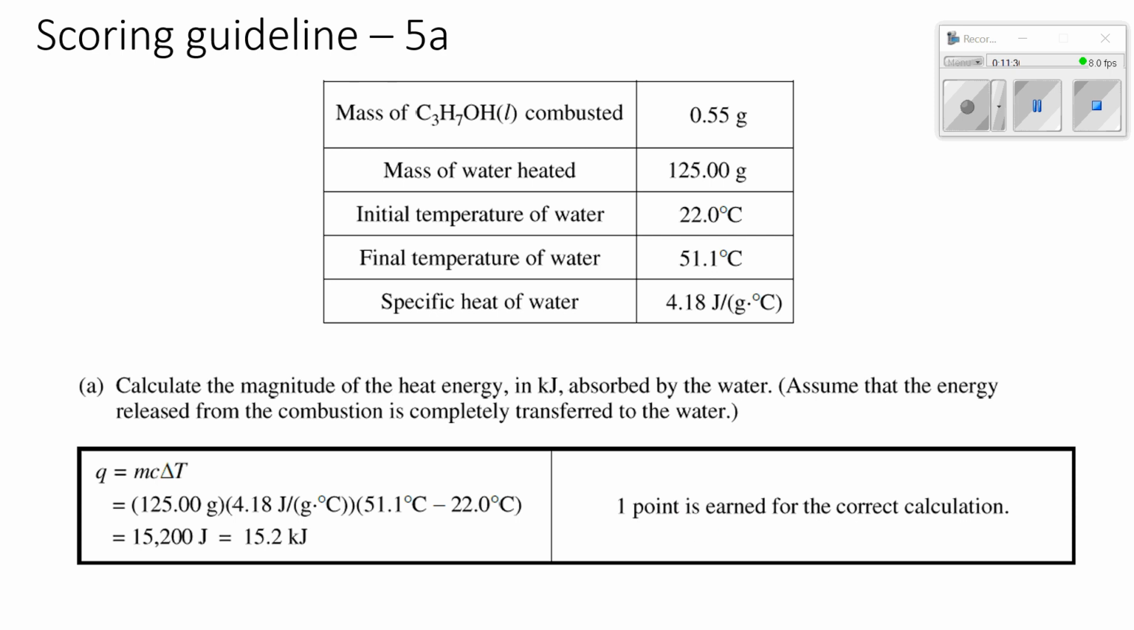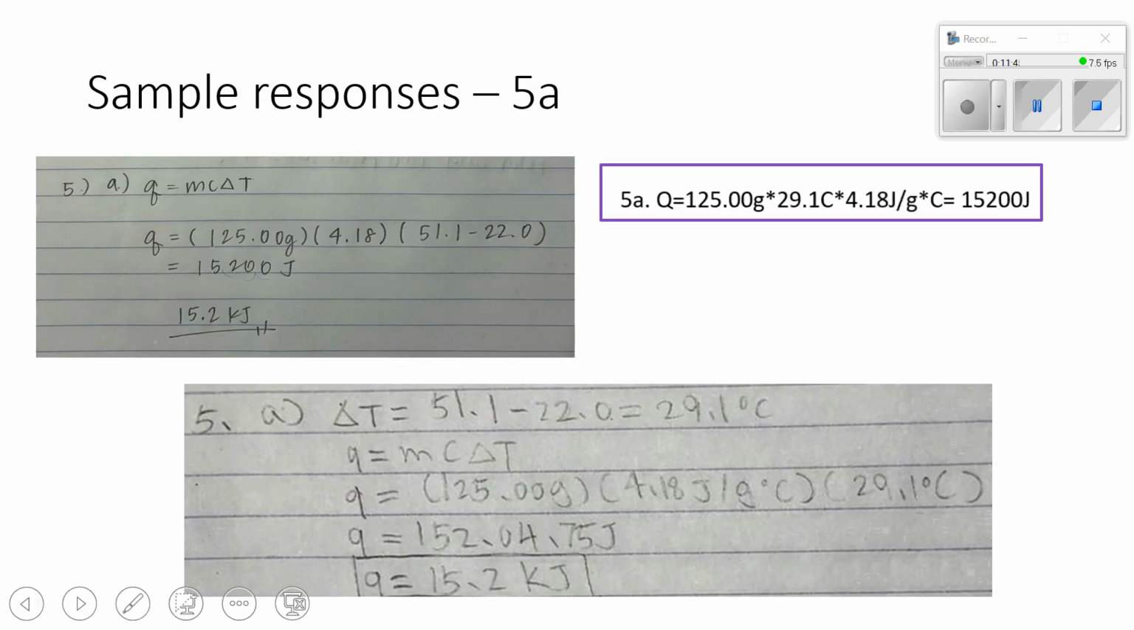1 point for the correct calculation. It's not entirely clear from the scoring guidelines whether, if you gave it in joules, they were going to dock you the points. Not sure. My guess would be if you labeled it correctly that you'd probably be okay. So if you labeled it as 15,200 joules, you'd probably be all right. But if they asked you for the answer in kilojoules and you just wrote 15,200 and didn't label it, then you definitely would not earn the point.